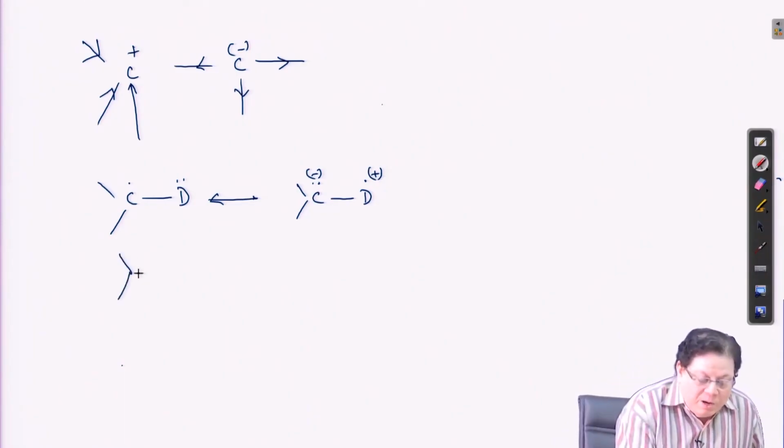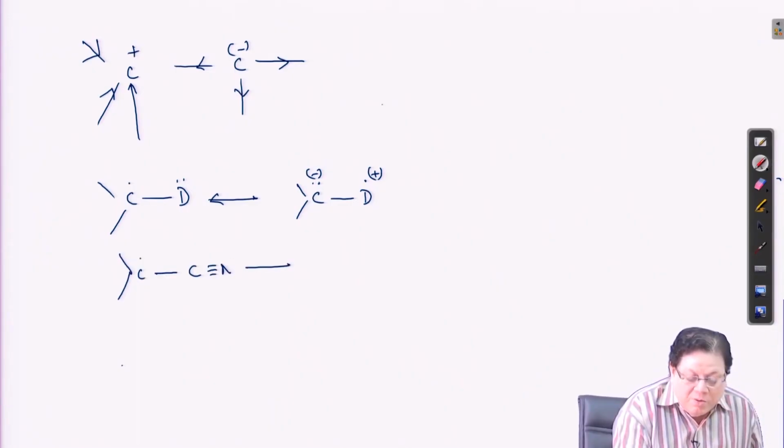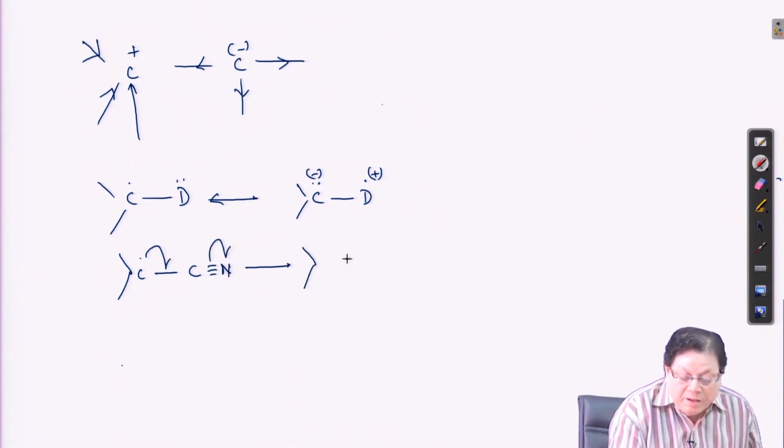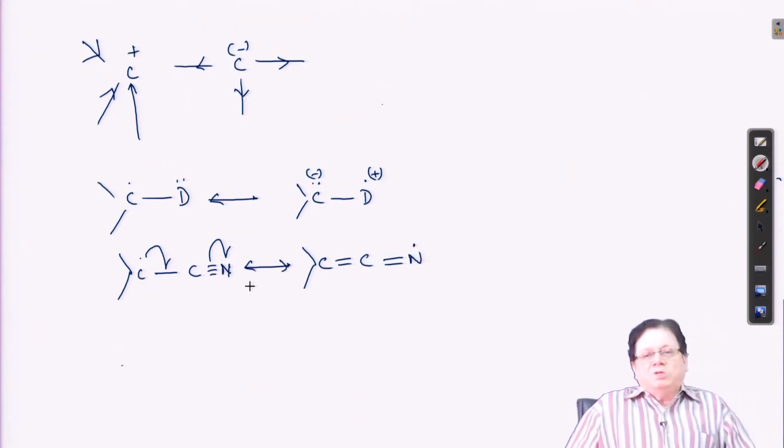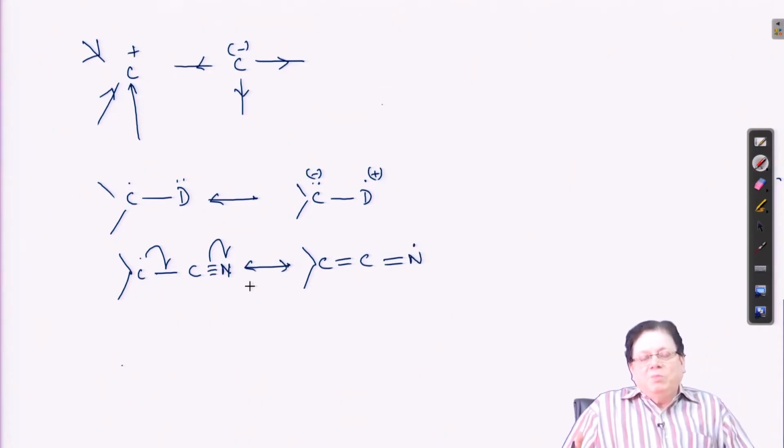What happens when you have an acceptor like cyanide? Okay, then you have a system like this, a resonance like this, C double bond C double bond N. Because of this resonance, the radical is stabilized. So, the radical is stabilized by both donor as well as acceptor.